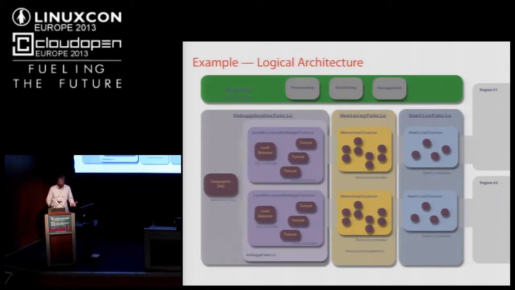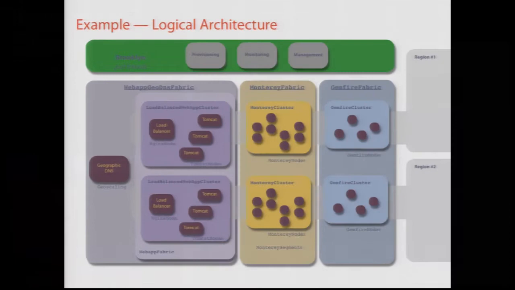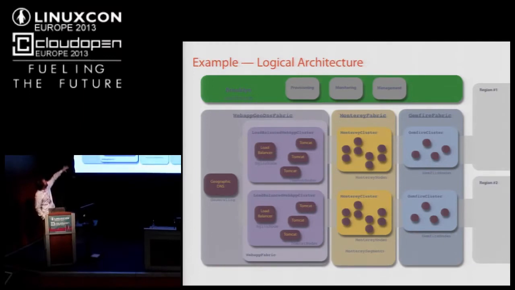Brooklyn lets you model this, and the approach to modeling is to put it into a hierarchical system like this, where the top level of my application consists of a web or presentation fabric, a processing fabric using something called Monterey, and a data store fabric using Gemfire in this case. Within those fabrics, I have clusters. Within the clusters, I have nodes. That is a common pattern, but it's not the only pattern.